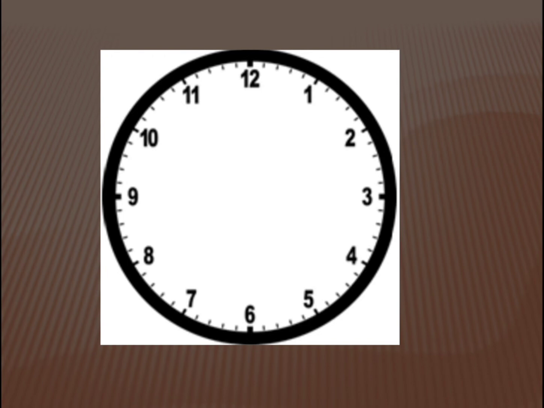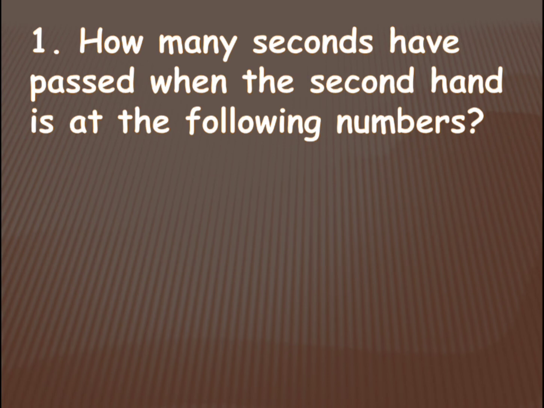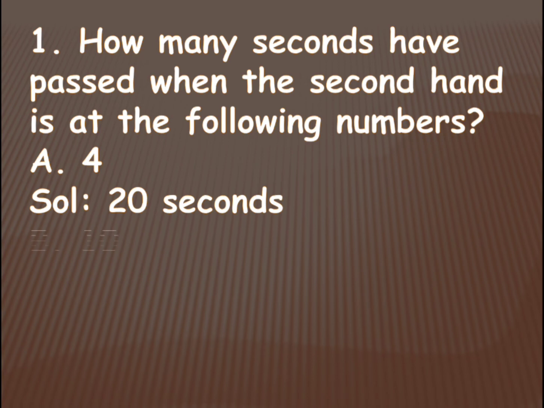Now let's convert the time. Before converting the time, let's answer this question, children. How many seconds have passed when the second hand is at the following numbers? The second hand is pointing to some numbers. We have to tell how many seconds have passed. Okay, 4. So this is a clock, and at 4 the second hand is pointing. That means it is 4, 5 fours are 20, isn't it? So 20 seconds.